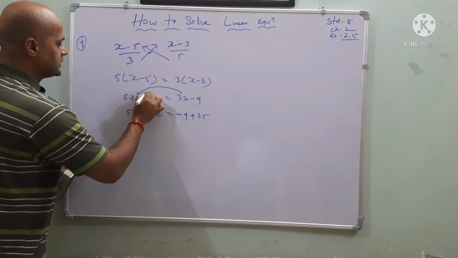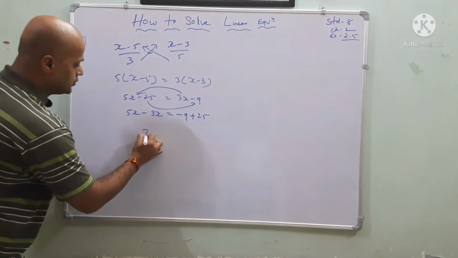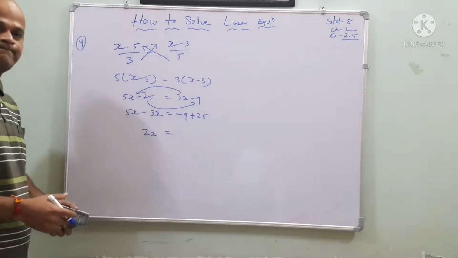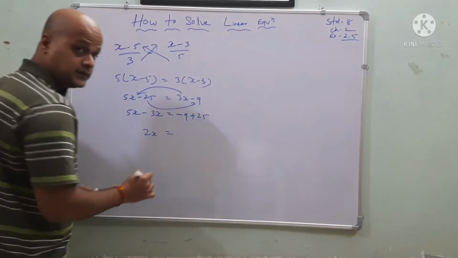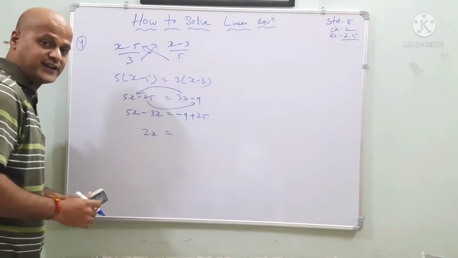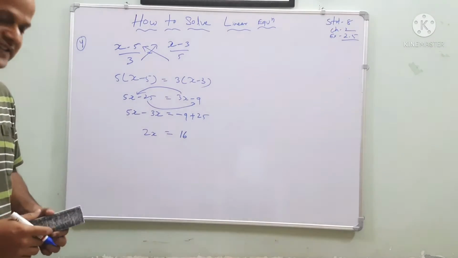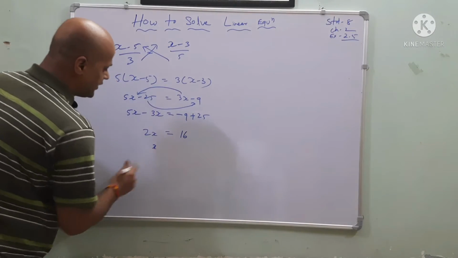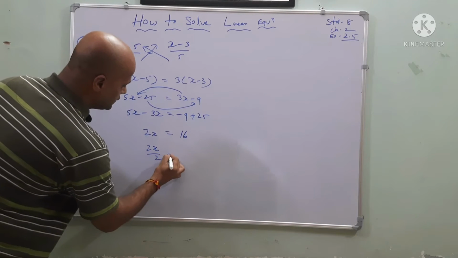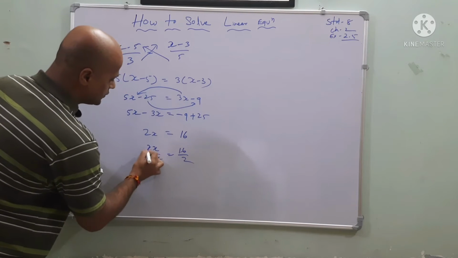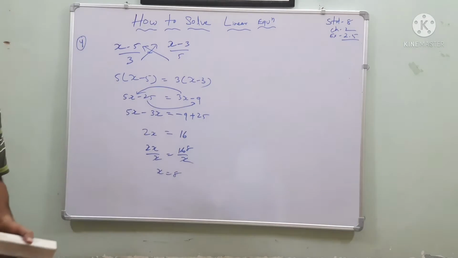Here 3x will come to this side, and minus will go to that side and become plus. 2x is equal to how much? 14? Or what? It is 16. Okay, 16 it is. So what will x be? What you have to do is divide both sides by 2. 16 by 2, 2 cancels. 2 8s are 16, so x is equal to 8. So it is the easiest one.